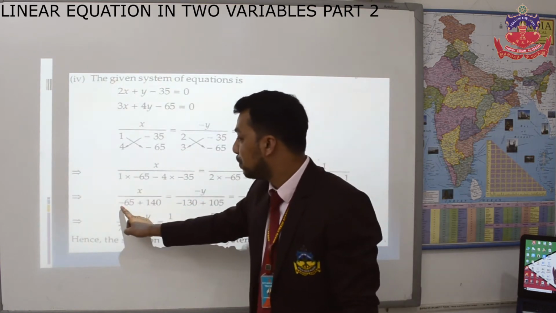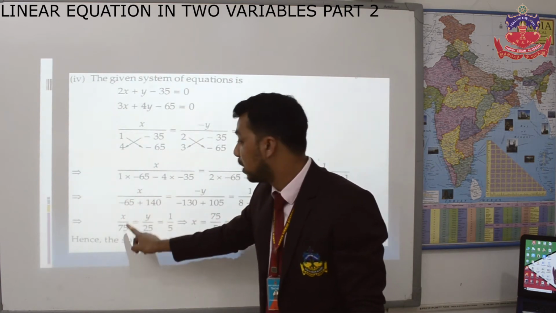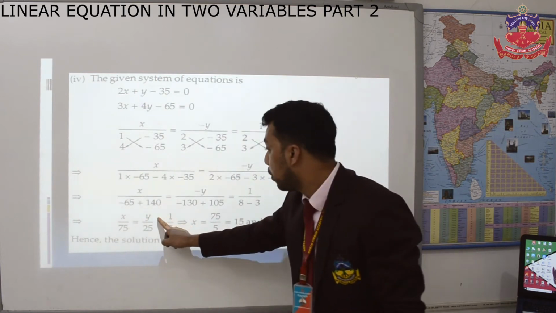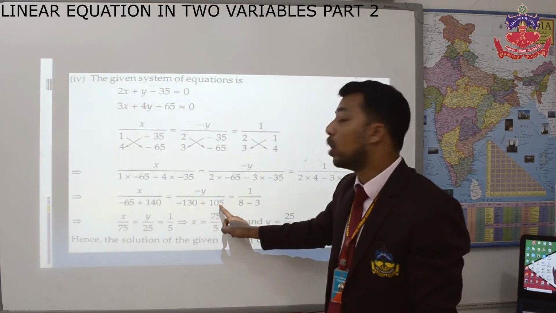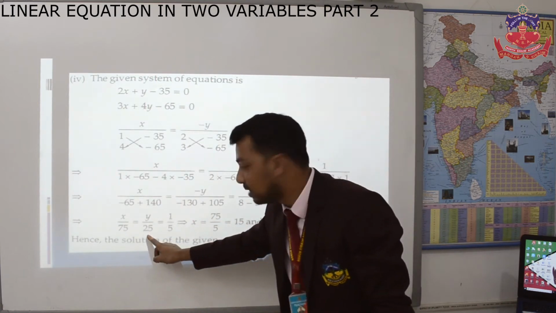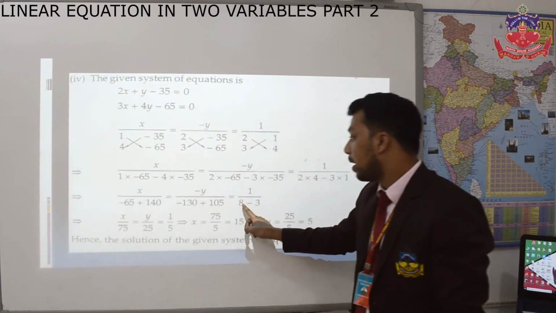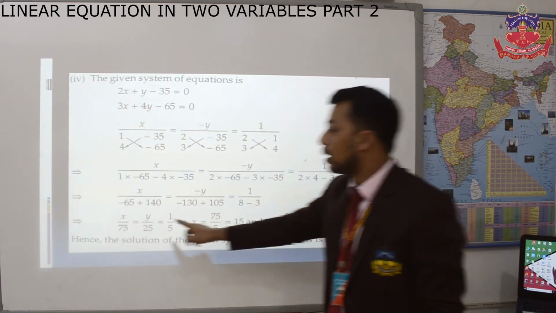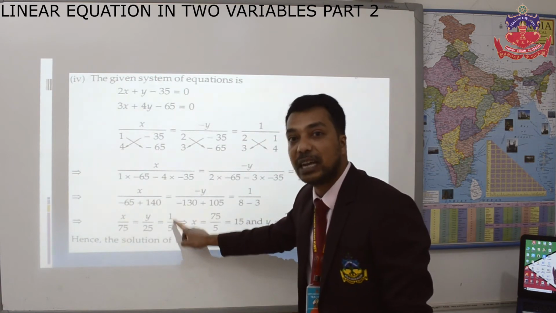After that, in the next line you simplify this. Plus minus will give you minus, 140 minus 65 will give you 75. You write the sign of the bigger number, so that is plus. For the y, plus minus is minus, so you subtract 130 minus 105, so it gives you 25, and the minus sign of the upper one and the lower one has got cancelled. For the last one, that is constant, that is 1, 8 minus 3 will give you 5, sign of your bigger number, that is 8. Then you write the first variable, that is x, with the constant, that is 1 by 5.